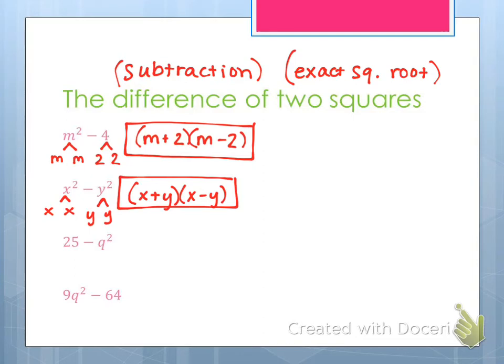Okay, the next one. Is it a subtraction problem? Yes. What's the square root of 25? 5 and 5. What's the square root of q squared? Q and q. Now, everybody look. What did they give you first, the 25 or the q? The 25. So, we must write the square root of 25 first. I cannot write q plus 5, q minus 5. That is wrong if you do that. It's going to be 5 plus q and 5 minus q.